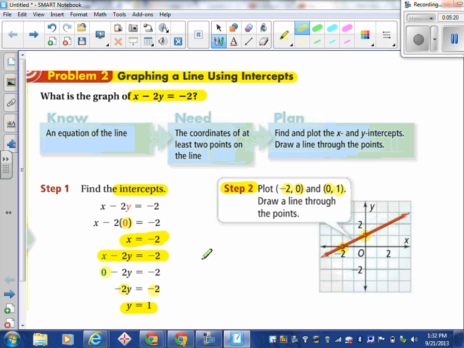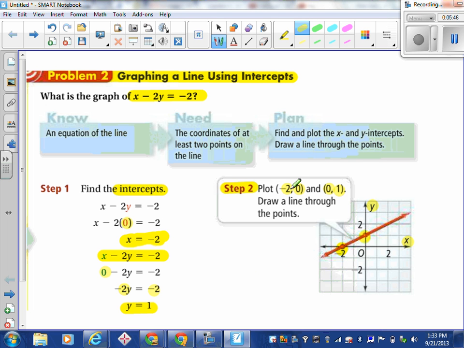The other way of looking at it is x equals negative 2. This is our x-intercept. x equals negative 2 is right here. Y-intercept, this is our y-axis. y equals 1, the intercept is 1. You plot the point right there, and you connect both dots with the red line.